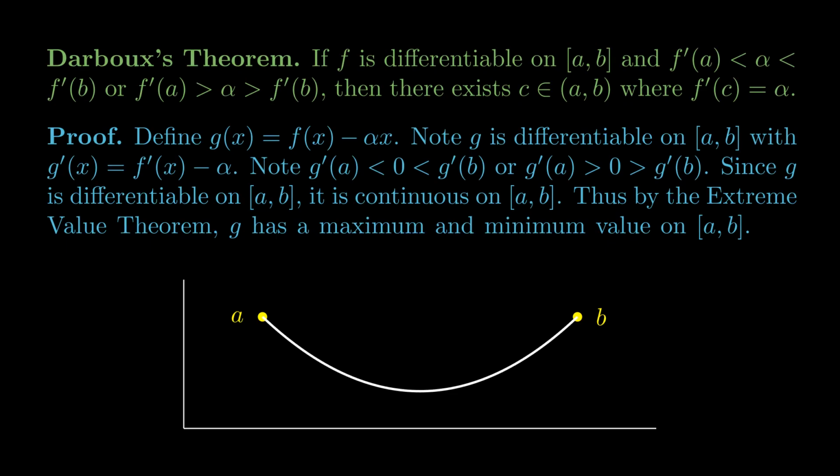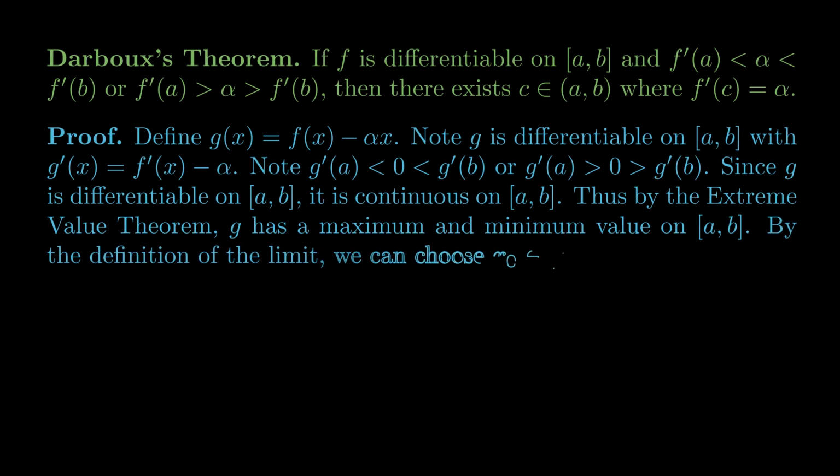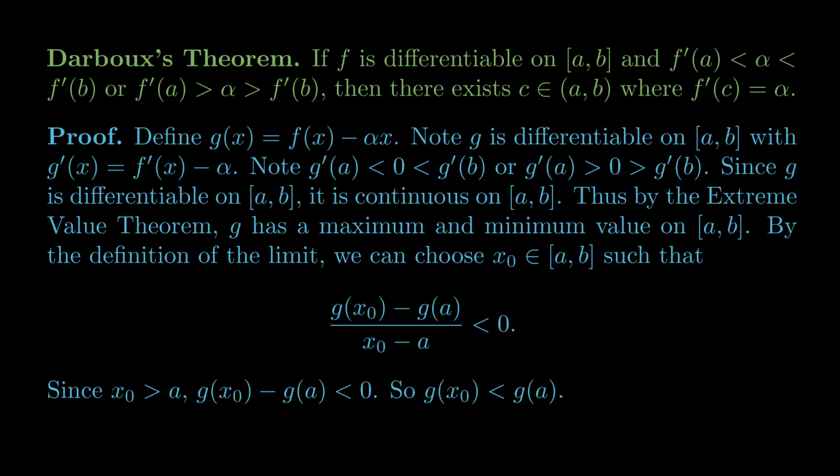We know that g prime of a is less than 0, and g prime of b is greater than 0. Or it could technically be the other way around, but that'll be a very similar case. So let's assume that this is the case. Then visually, we can see that neither of the endpoints could be a min. Let's make that argument. By the definition of the limit, we can choose x naught in the interval close enough to a, such that g of x naught minus g of a over x naught minus a is less than 0, because the derivative is less than 0. Since x naught is greater than a, g of x naught minus g of a is less than 0, or in other words, g of x naught is less than g of a.